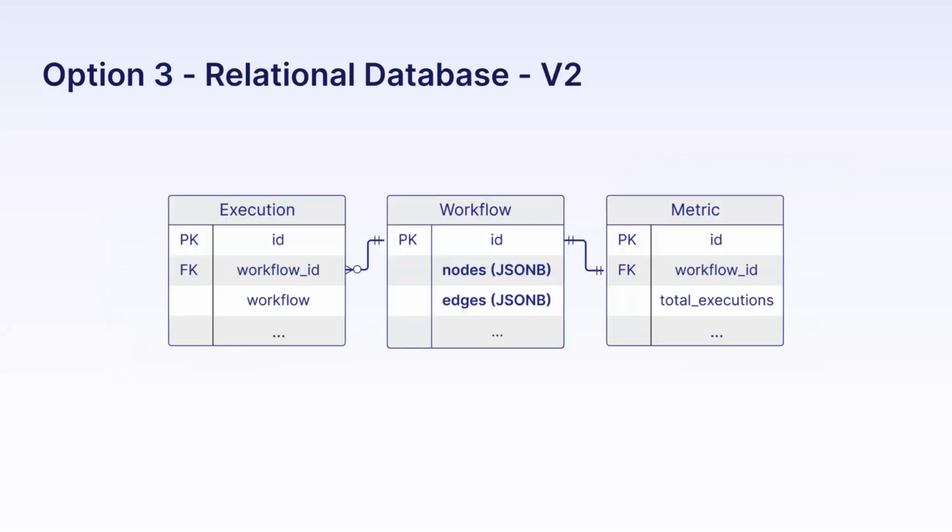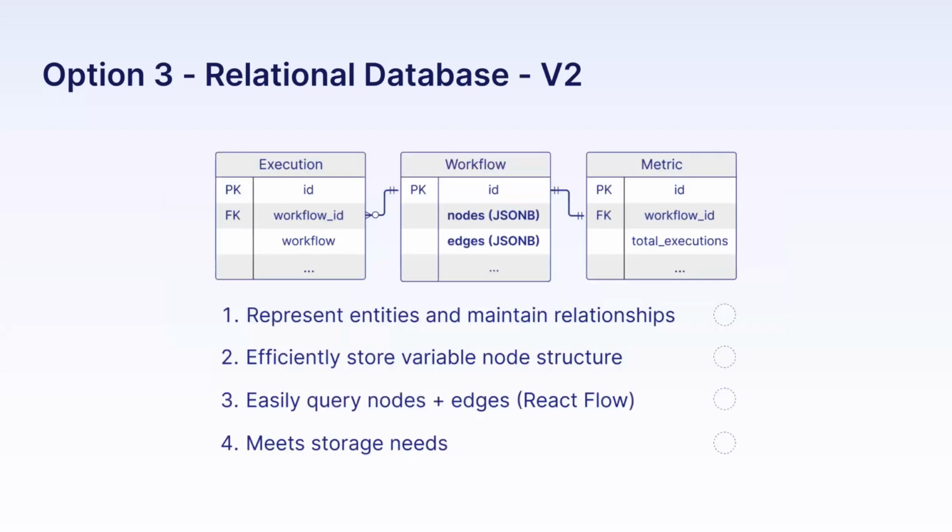Like the first option, the workflow entity shares a one-to-many relationship with execution and a one-to-one relationship with metric. However, unlike the first option, the node and edge entities are now attributes of the workflow entity, and each of these two columns is assigned a JSON-B data type. This option fulfills all of our requirements with one caveat.